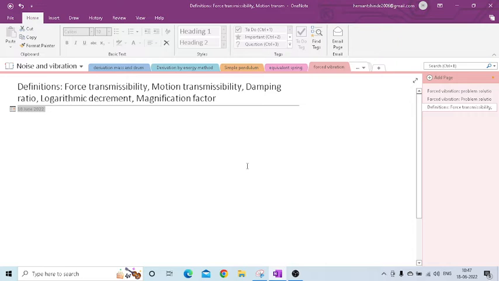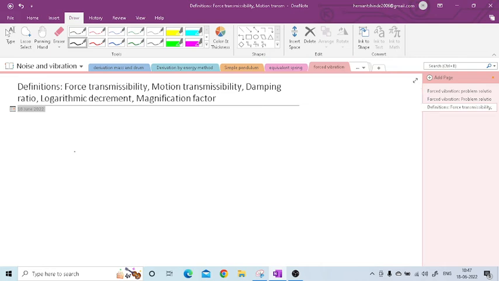Now, transmissibility means whenever there is a vibrating body, that vibrating body will transmit its vibration to its support. Means the vibration will be transmitted to the support, the displacement of vibration is also transmitted, and the force in the vibration is also transmitted to the other machine. That is nothing but the transmissibility. So, we will see this force transmissibility with an example.